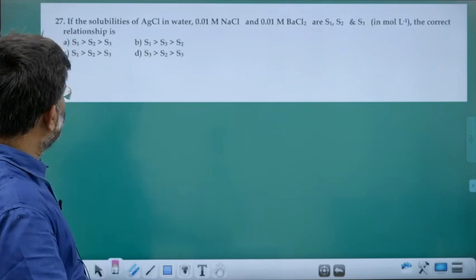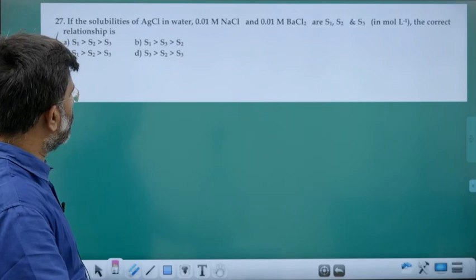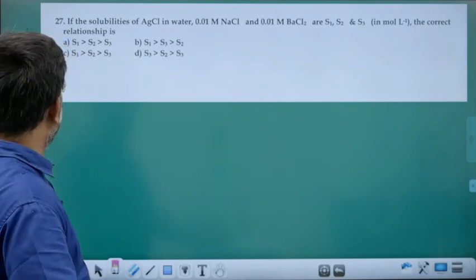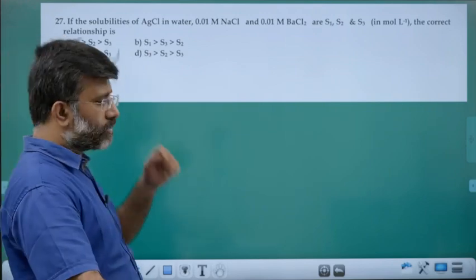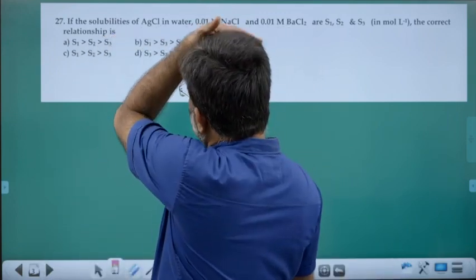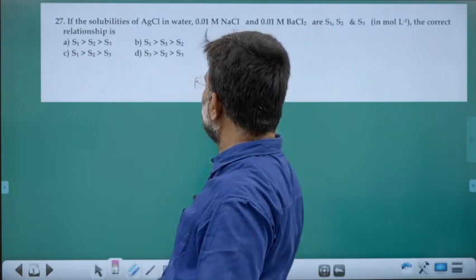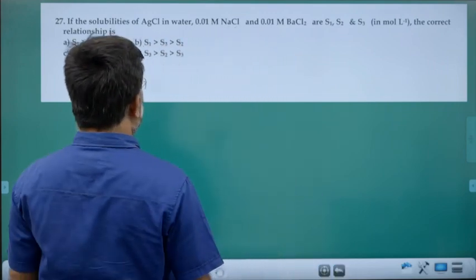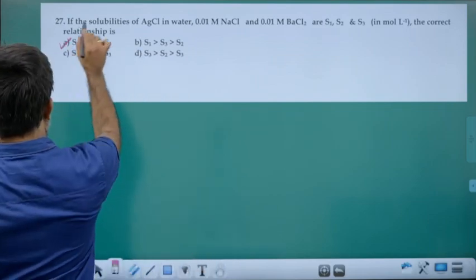If the solubilities of AgCl in water, 0.01 molar NaCl, and 0.01 molar BaCl2 are S1, S2, S3, what is the correct relationship? In water, solubility will be maximum. S1 will be maximum. There is some printing error here. S1 will be maximum, and then it is going to be S2, and then S3. The answer should be option A.